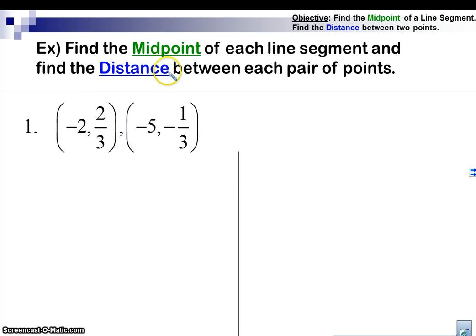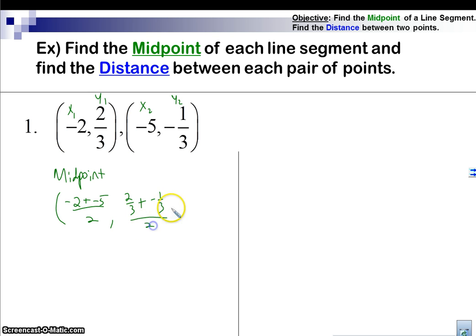A couple problems. Find the midpoint of each line segment and the distance. So I'll find the midpoint first, and then we'll find the distance. Let's label it first: x1, x2, y1, y2. So the midpoint, we're going to add the two x's, -2 plus -5, and divide that by 2. Add the two y's, 2/3 plus -1/3, and divide that by 2.